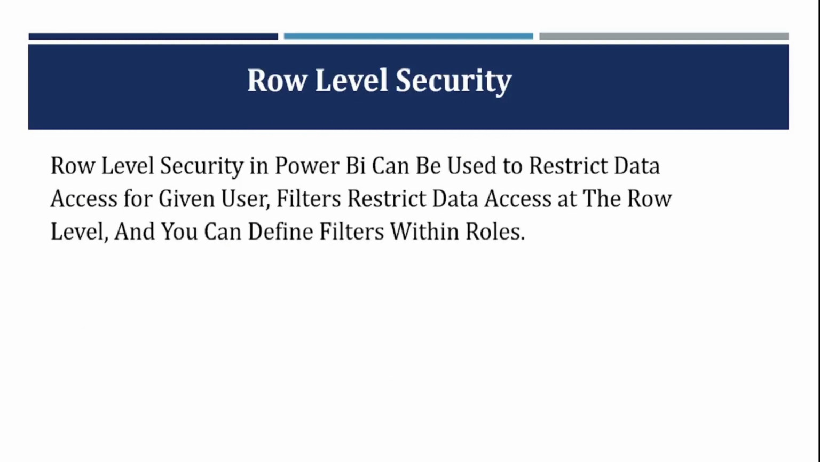Before understanding dynamic row level security, let me explain what static row level security is and why we require static and dynamic row level security. So let's go to our slide. Here is the definition of row level security. Row level security in Power BI can be used to restrict data access for a given user. We can restrict data access at the row level, and you can define filters within the roles.